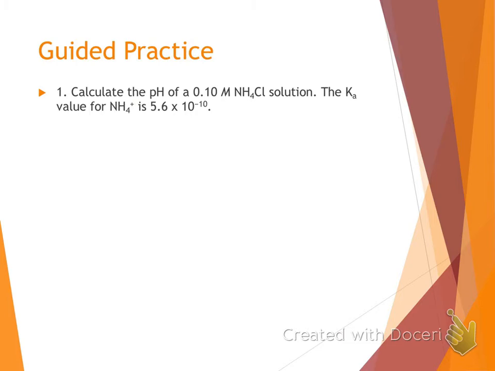On number 1 here, we want to calculate the pH of our 0.1 molar ammonium chloride solution, and we're given the Ka value for our ammonium. Well, in these types of problems, our very first step is going to figure out what kind of salt do we have. Is it acidic or basic?